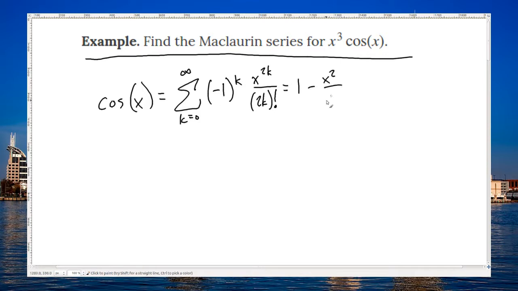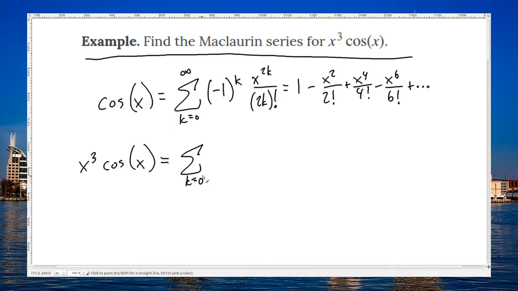So minus x squared over 2 factorial, x to the 4th over 4 factorial, minus x to the 6th over 6 factorial, so on and so forth. And if we want to find a Maclaurin series for x cubed cosine of x, well, all we're doing is multiplying cosine by the polynomial x cubed. And as it turns out, there is no problem with just taking that x cubed and multiplying it on the inside of the power series.